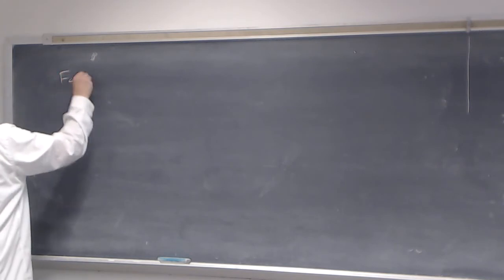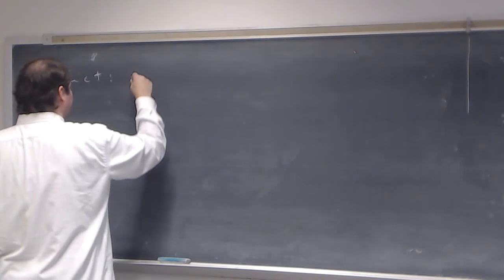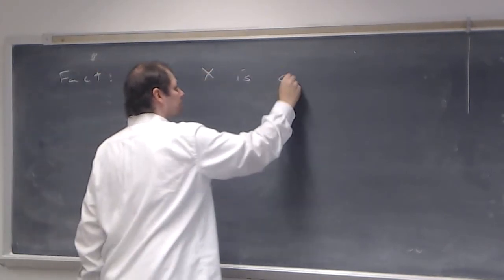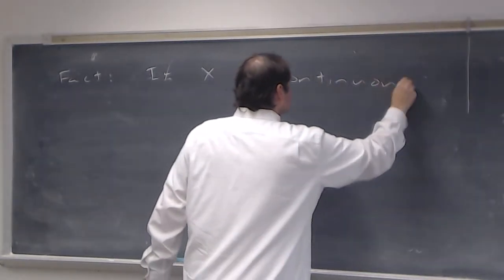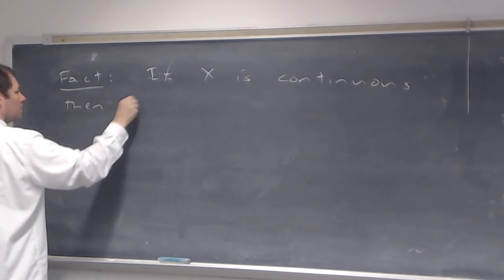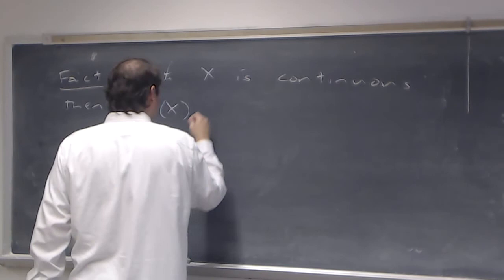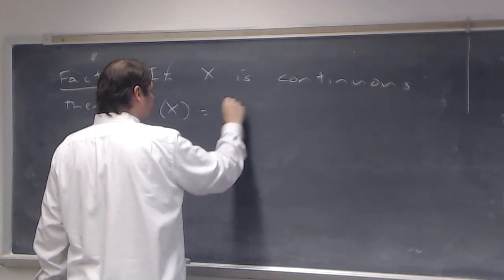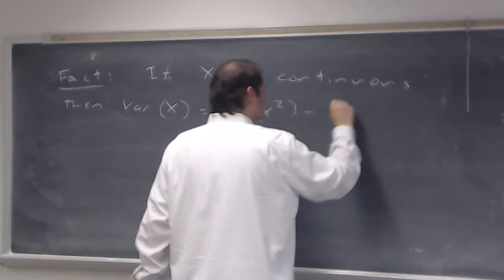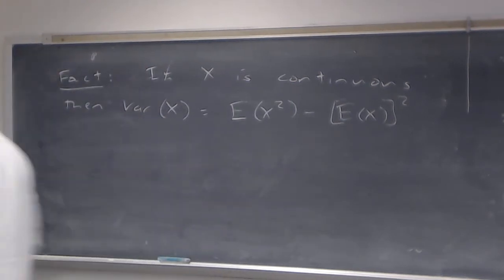Okay. It's a fact. We have that the variance, if x is continuous, then the variance of x is equal to the expected value of x squared minus the expected value of x, all squared. We want to prove this.